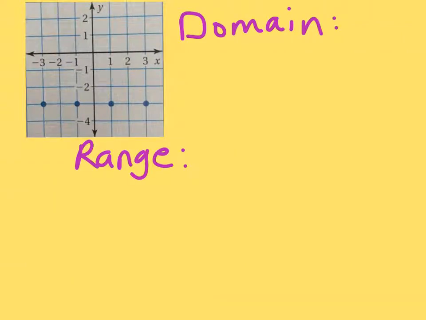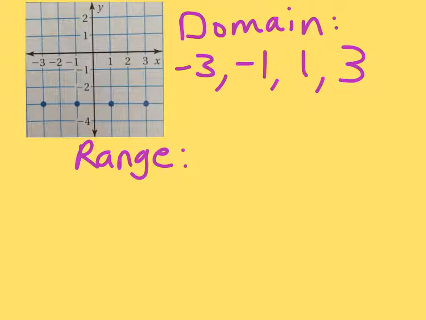Alright, let's see what we got. For our domain, working left to right, our x values are -3. Our second point is -1. Our third point would have an x value of 1. And our last point would have an x value of 3. So our domain should be -3, -1, 1, and 3.